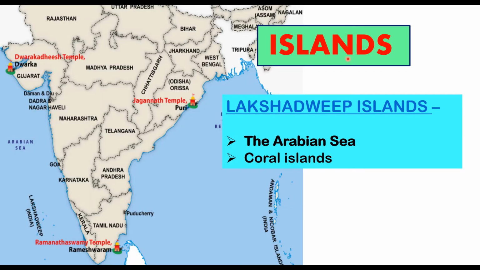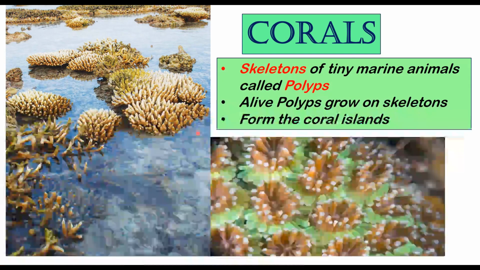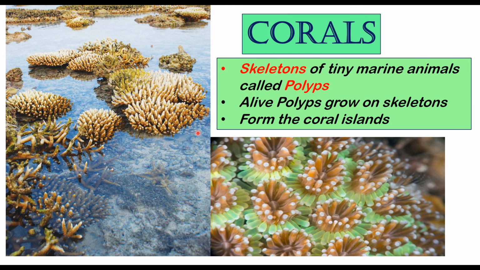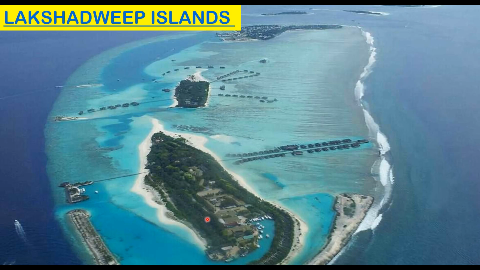Two groups of islands also form part of India. Lakshadweep Islands are located in the Arabian Sea. These are coral islands. What's a coral island? Corals are skeletons of marine animals called polyps. When living polyps die, their skeleton is left behind. Other living polyps grow on top of the hard skeleton, which grows higher and higher, thus forming the coral island. See, here are the Lakshadweep Islands, which consist of around 36 island groups.